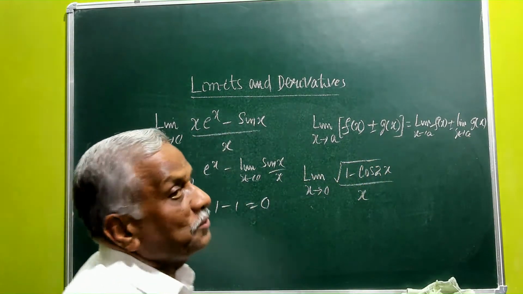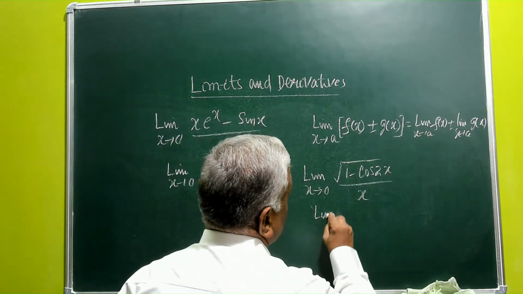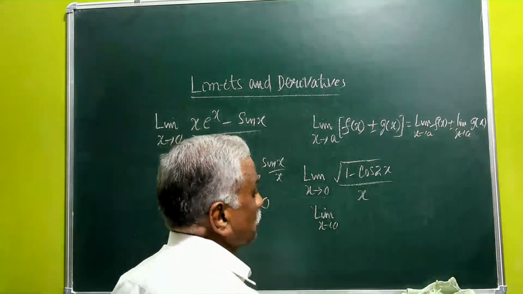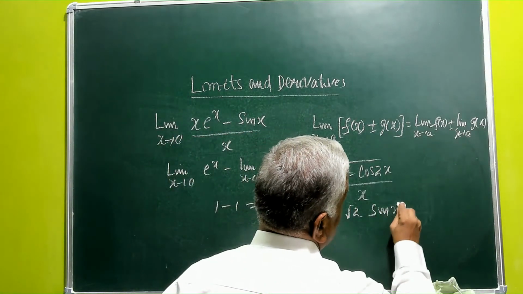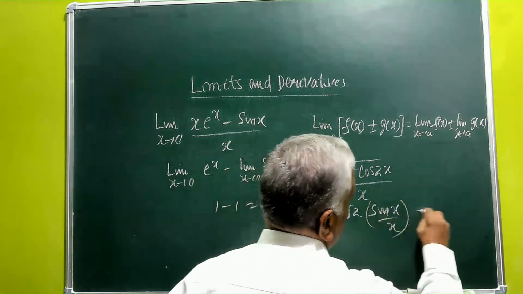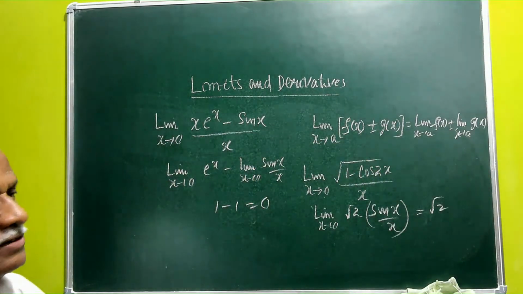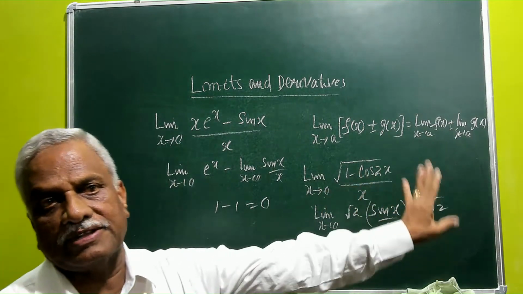So here you cannot use that formula, I have got to simplify this. What is 1 minus cos 2x? 2 sin square x. So this is root 2 sin x. Sin x by x is 1, therefore answer is 1. Without working it out, looking at it you can say it is root 2 sin x by x, which is 1, therefore it is root 2.